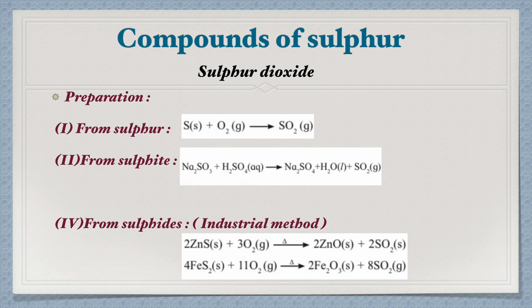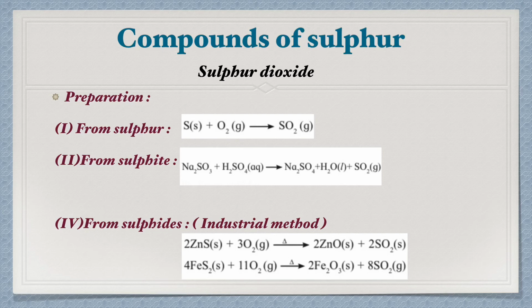First one, zinc sulfide reacts with oxygen to give zinc oxide and sulfur dioxide. Okay, so heat is required since it is roasting. Next one, iron pyrites, the formula is FeS2, reacts with oxygen to give ferric oxide and sulfur dioxide. Hopefully these reactions are simple. You just have to balance both the reactions. Any one reaction you can write for the industrial method of preparation.